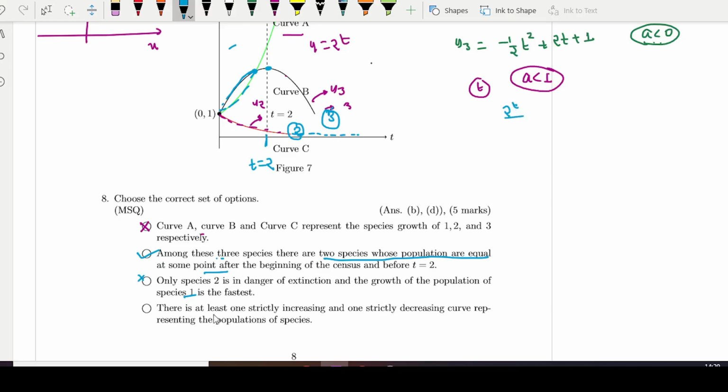The fourth one is there is at least one strictly increasing and one strictly decreasing curve representing the population of a species. Yeah, 2 to the t is strictly increasing and 0.5 to the t is strictly decreasing. Okay, so this statement is also correct.